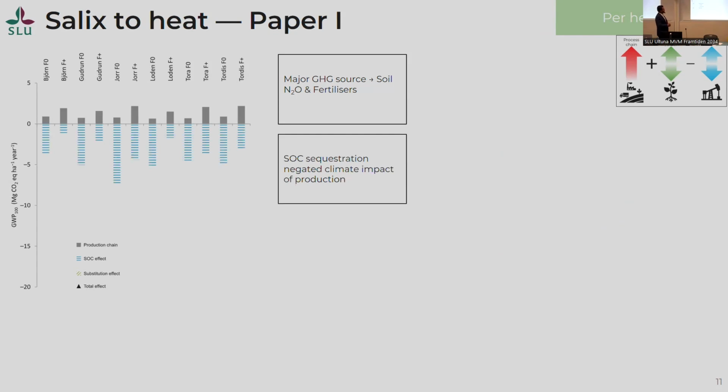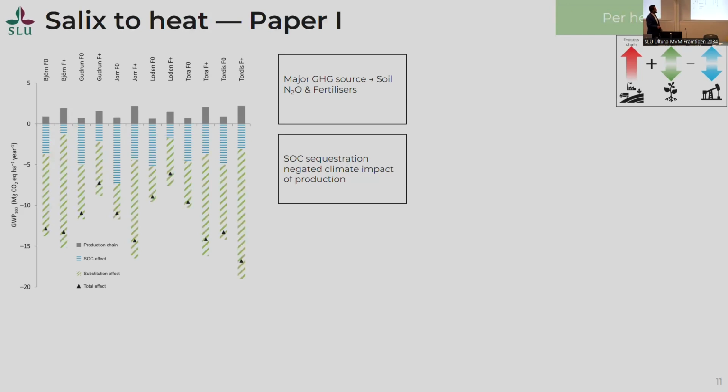But the soil carbon's effect for almost all the varieties was big enough to negate the climate impact of the production chain. And you can see the greatest effect, as I talked about before in the soil carbon model: unfertilized had the greatest effect on the climate, or negative climate impact, while fertilized beyond had the lowest.